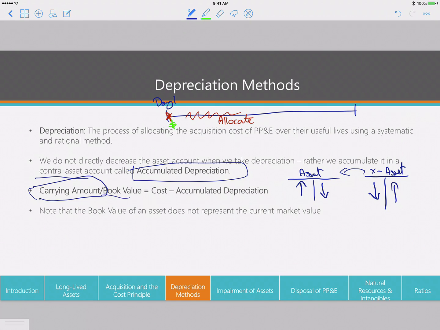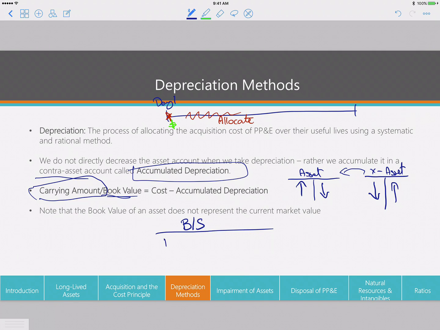The carrying amount or book value is the cost of the asset, so what we initially paid for it, plus whatever we added when we capitalize extraordinary expenditures, less the accumulated depreciation we have taken over its life. But please note that the book value of the asset does not represent the current market value. The current market value can be completely different from the book value. And on our balance sheet, we would show the asset as such.